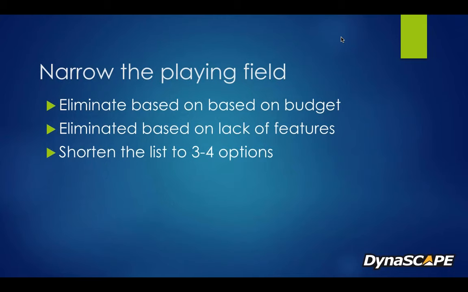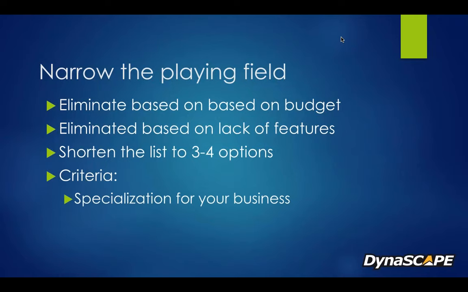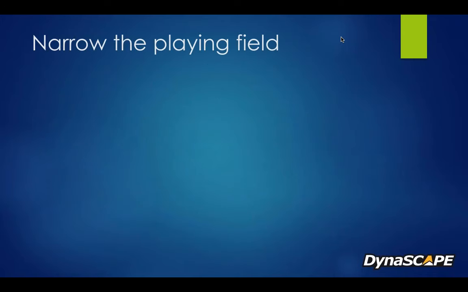Hopefully, when you create your needs and wants list, your feature list, and a budget, you'll be able to start filtering out some of those options. That will ideally bring the list down to 3 or 4 major players that you've identified on the marketplace that will suit your needs. So look at some of these criteria. Is there specialization for your business? Have they thought out the workflow that you are going to encounter on a regular basis?